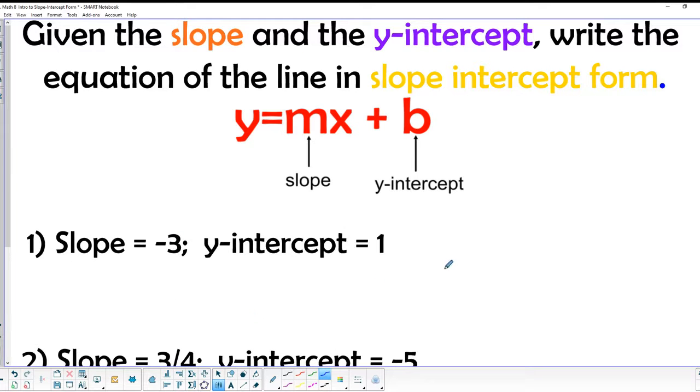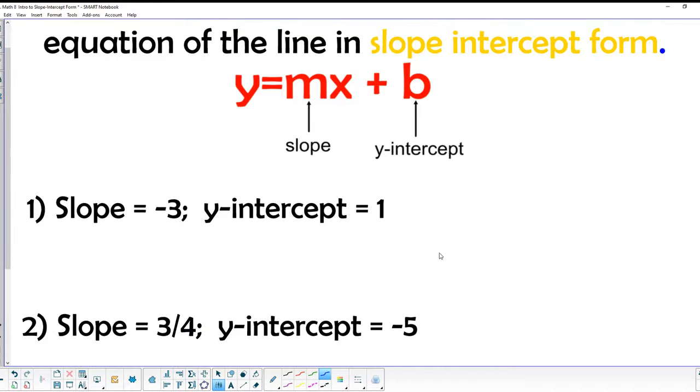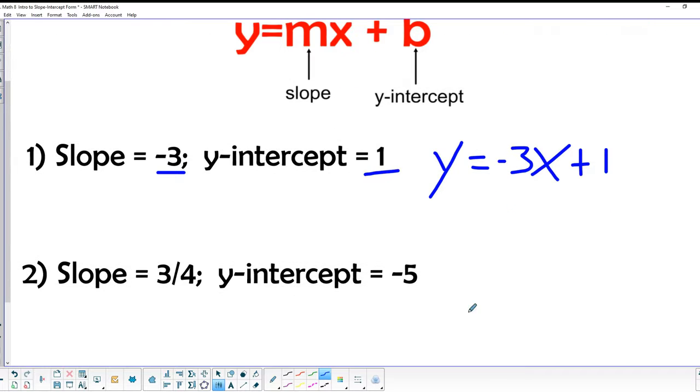All right, given the slope and y-intercept, write the equation of the line in slope-intercept form. So now that we know what the slope and the y-intercept are, we're actually going to write some of these equations. If I have a slope of -3 and a y-intercept of 1, my equation will look like this: y equals -3x plus 1. The next one, y equals the slope times x, so 3/4 x, and the y-intercept is -5, so we subtract 5 right there.